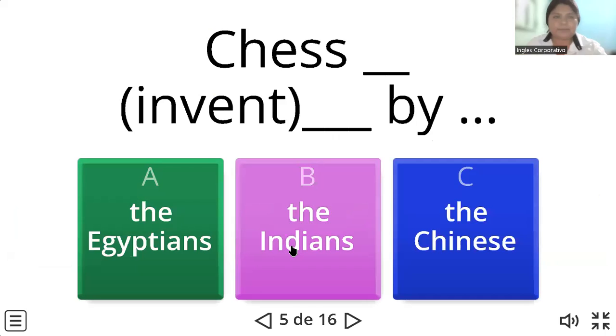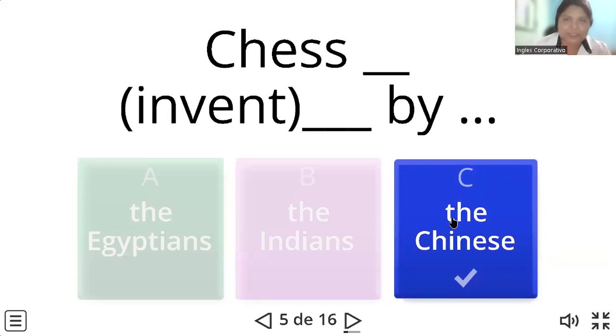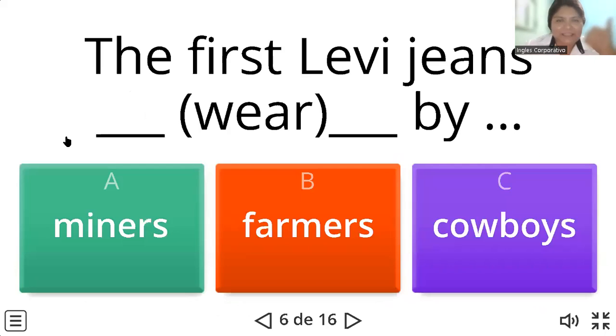Okay, chess. Was invented by. Do you know that? Chess was invented by? The Chinese. Yeah. The Chinese. Yes. The Indians. The Mayas. The Egyptians. No. Definitely not, right? Okay. Let's see. What's your answer? The Chinese. Okay. Well done. Yeah. Finally, we got one.